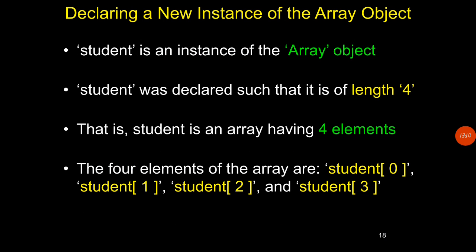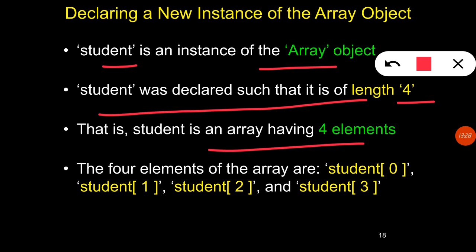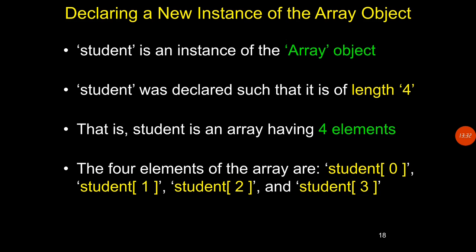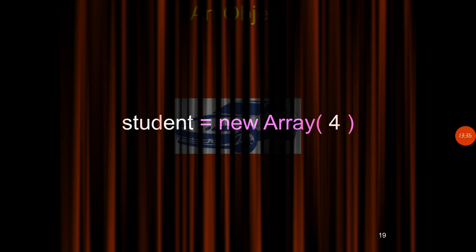And see, so this is all explanation about the previous example. Here student is an instance of array object, and student was declared such that its length is 4, so that array is having 4 elements, and 4 elements are stored in the index 0, 1, 2, 3. Okay, and see here, this is how to create an array.